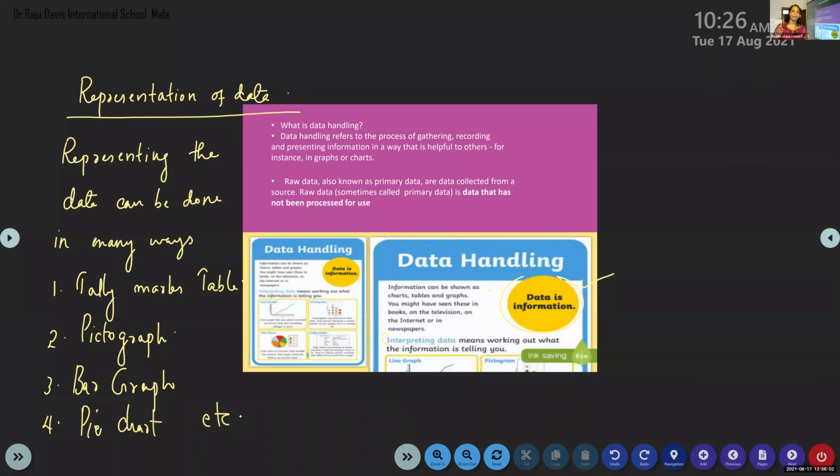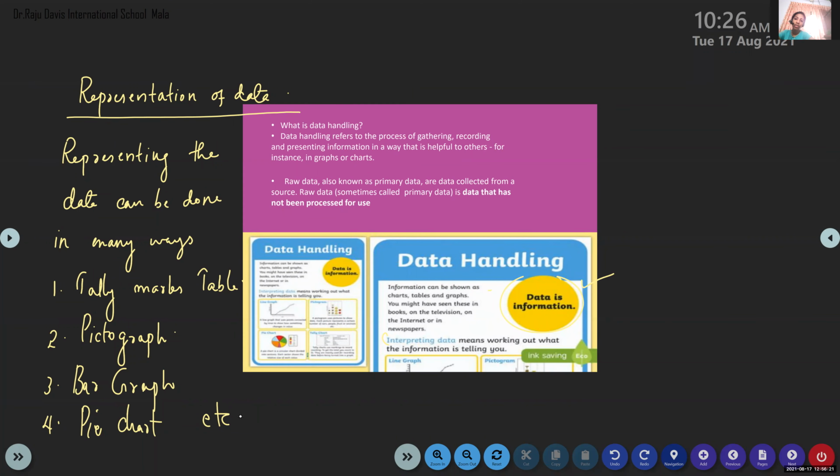Listen, children. Drawing of a pie chart will be done elaborately in 8th standard. It's not your portion. You have not done it in 5th standard also. You might have seen that. You simply drew a circle and some sectors. That is not a pie chart. That is an example of a pie chart. Ma'am, we draw like that.